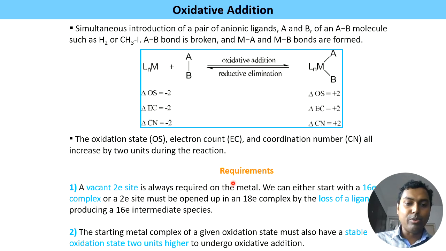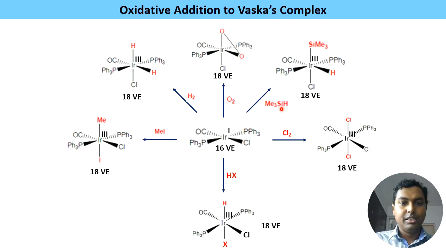So here are some requirements: the metal should have a vacant shell so that it can oxidatively add to this AB. And since it increases the coordination number by 2, the size of the metal atom should be such that it can accommodate the 2 more ligands in its coordination sphere. So let's have some examples of this oxidative addition reaction.